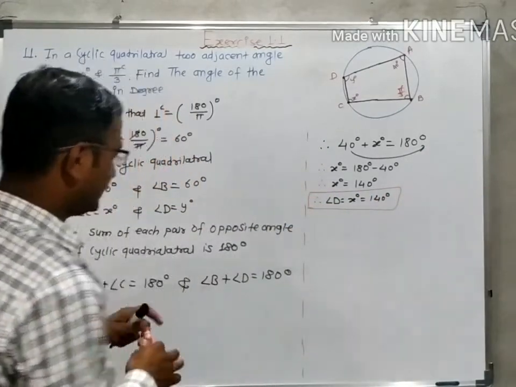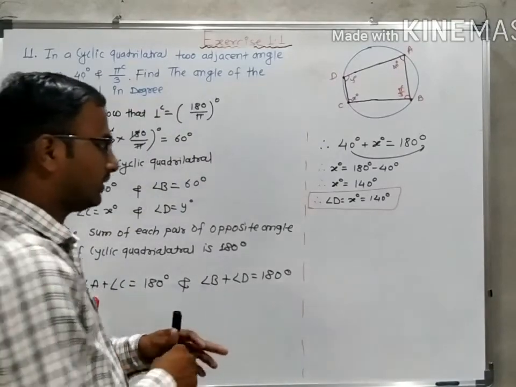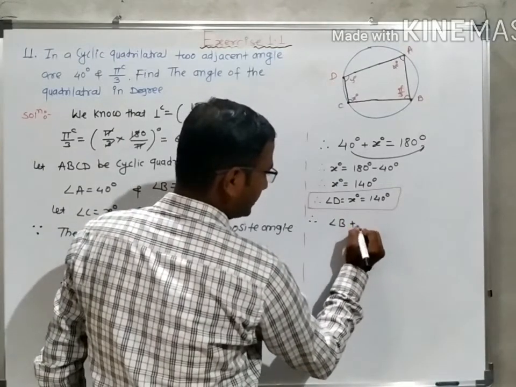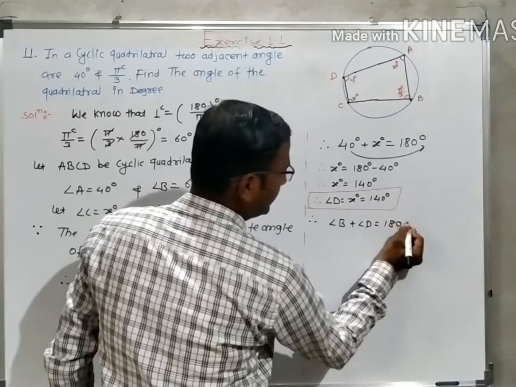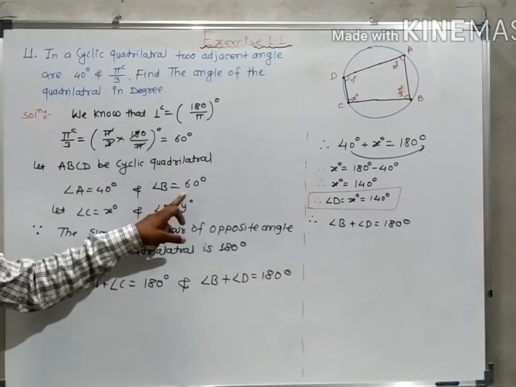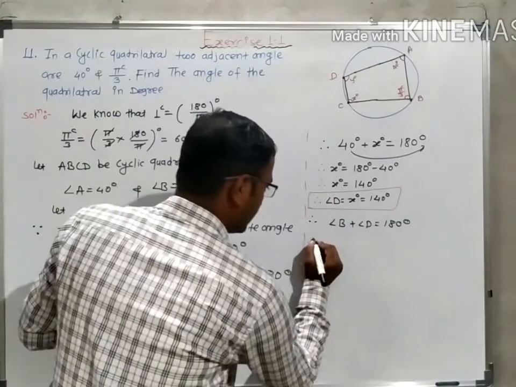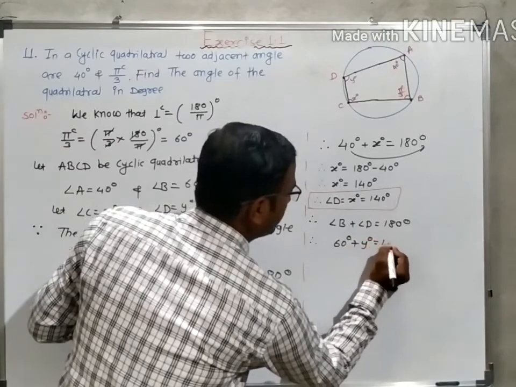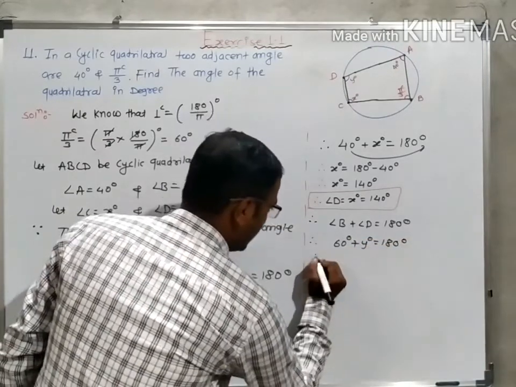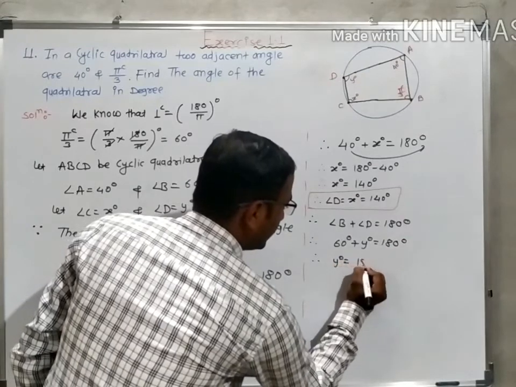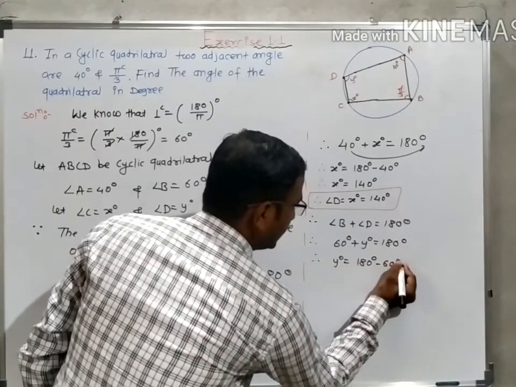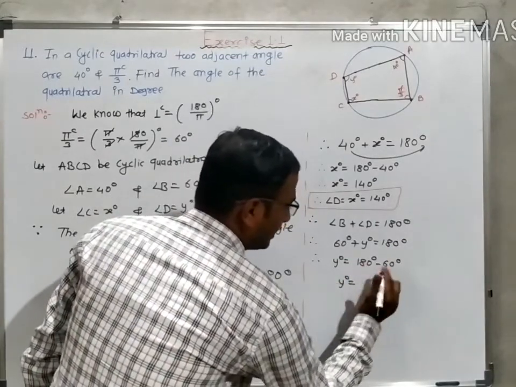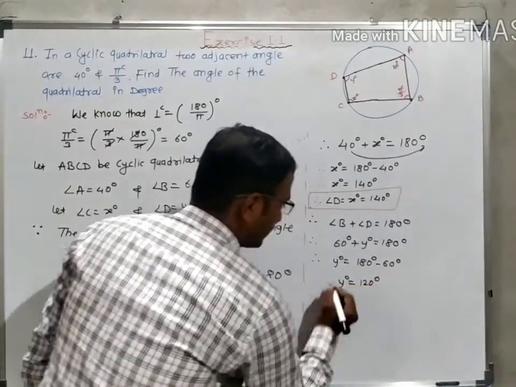Now second, angle B plus angle D is equal to 180 degree. Angle B is 60 degree, angle D is y degree. Substituting the values, 60 degree plus y degree is equal to 180 degree. Therefore y degree is equal to 180 degree minus 60 degree, so 120 degree. So this is angle D.